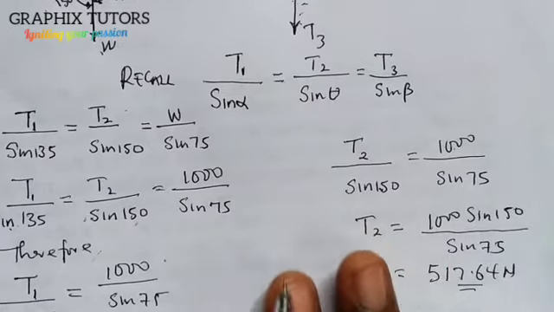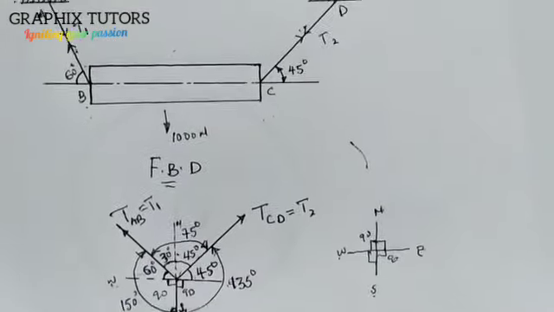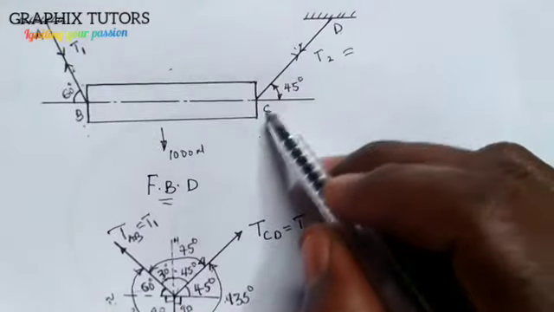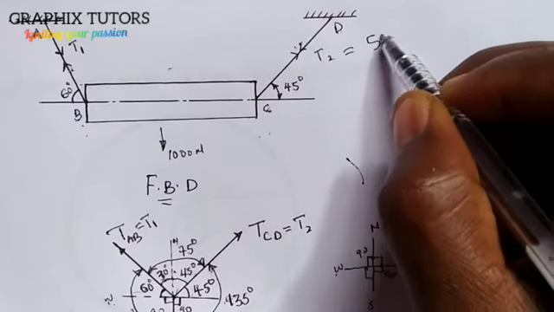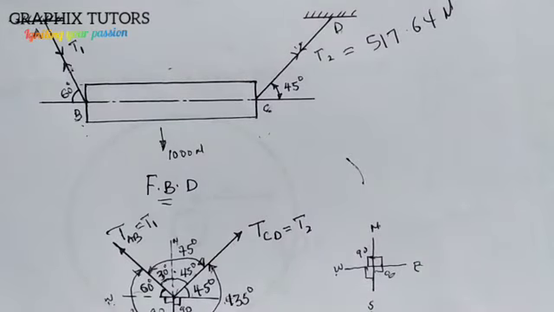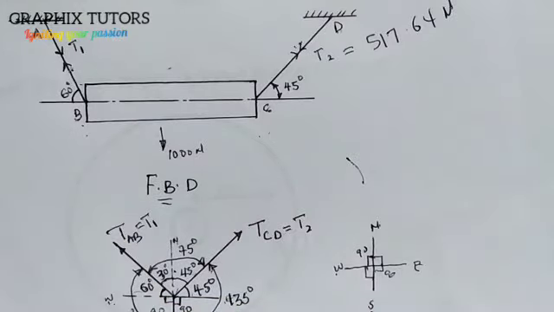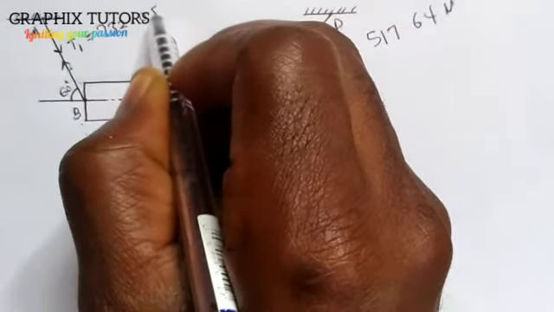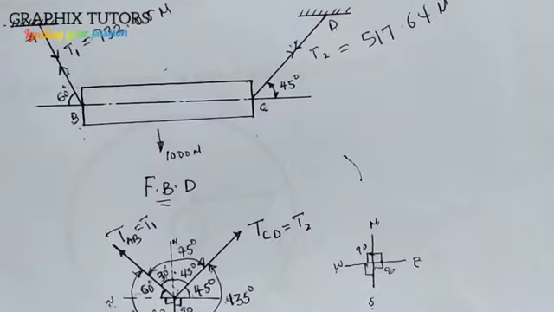So if you look at it, T2 at this point here is giving us the force along the rope CD, and that is 517.64 Newton, while the T1, which is the force along member AB, is 732.05 Newton.